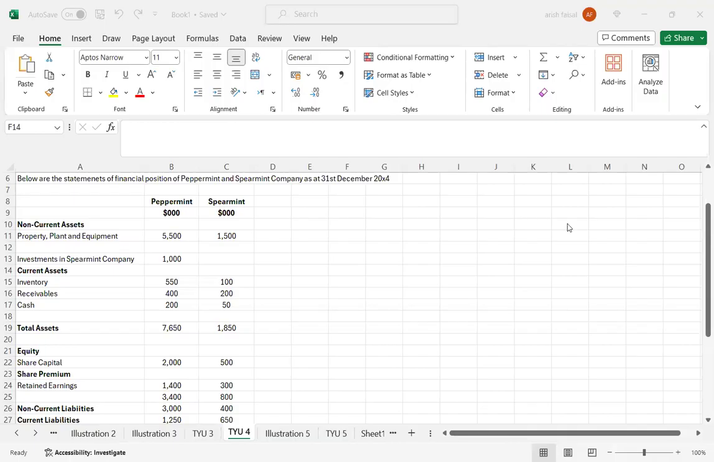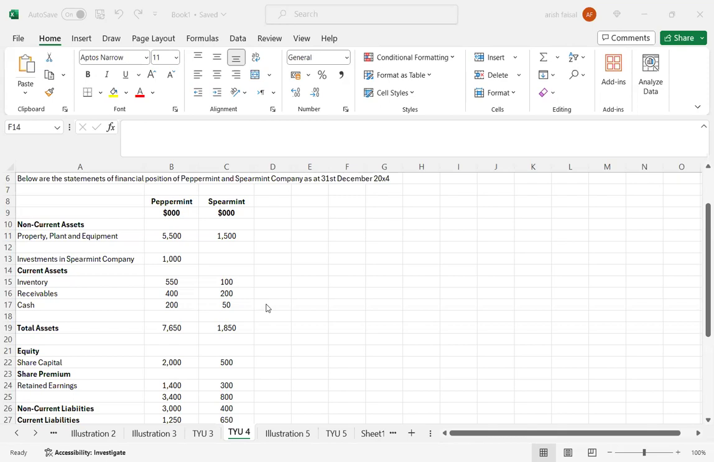Okay, so in this question, we will be considering two new things. First of them is fair value adjustments, what you have to do while you're calculating the net asset value. And the second adjustment we have to consider in this question is the impairment of the goodwill.